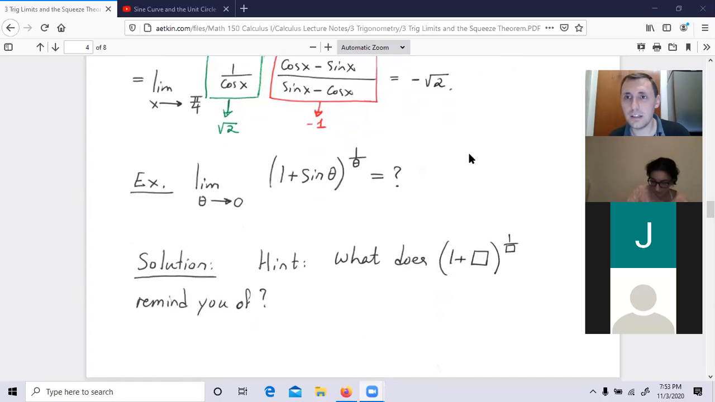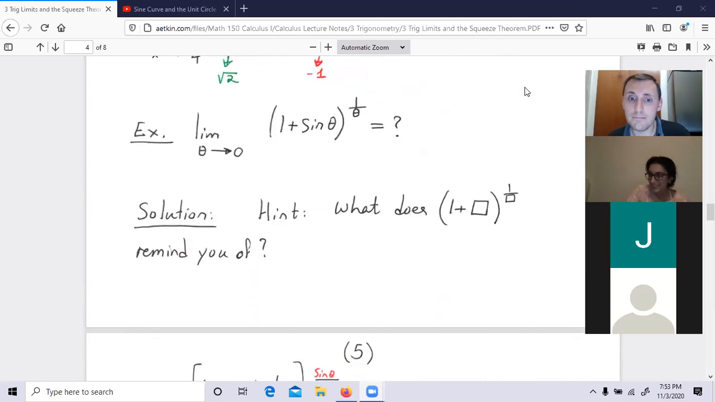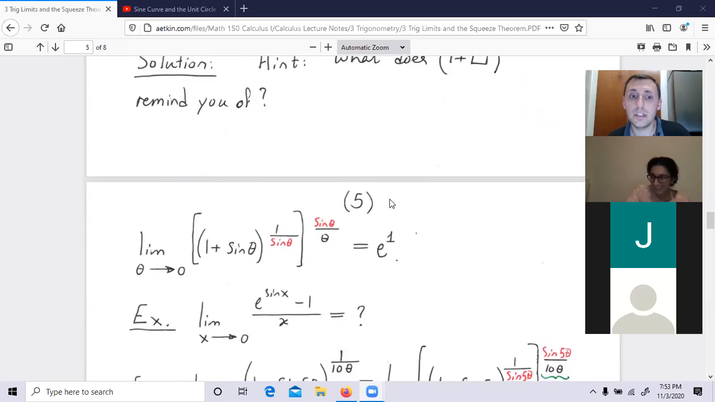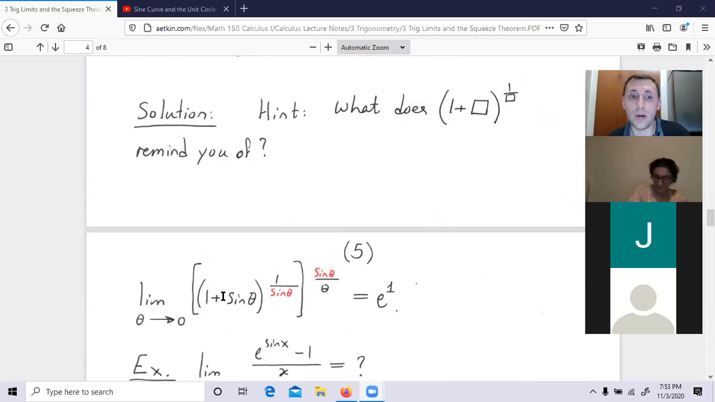All right. Doesn't ring a bell. A bell is exactly what you can think about. Bell is the normal distribution. Should ring very much a bell. Look at this thing. It's 1 plus sine of theta to the 1 over sine of theta, times sine of theta over theta. This is the limit representing e.